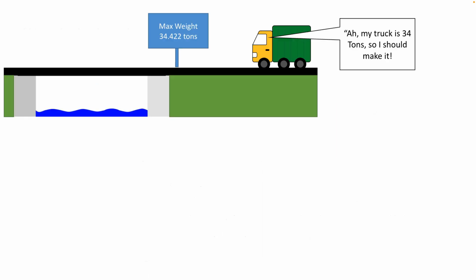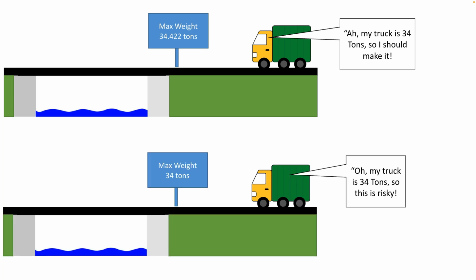Another quick example to show this. Let's say you're driving a truck, and you know your payload was measured to be 34 tons. Approaching a bridge, you see that it says the max weight is 34.422 tons. Since you know your truck weighs less than that sign, you may feel you're totally safe to cross. But let's say instead the sign said max weight 34 tons. Then that might give you some pause. Do you see the difference?